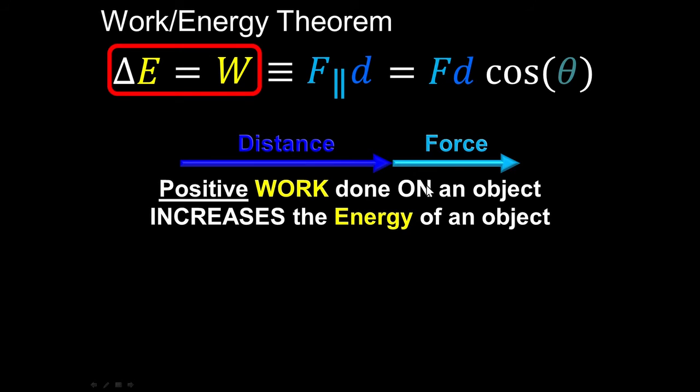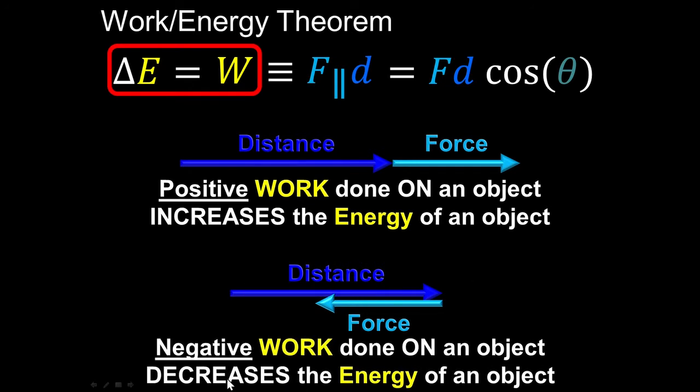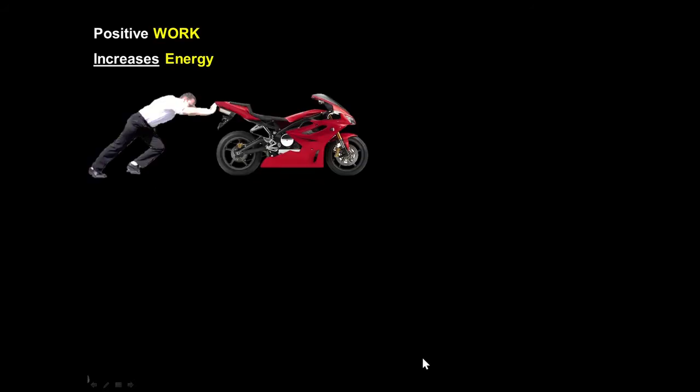This is work done on the object versus work done by the object. If the force and the distance are in opposite directions, that's negative work that's being done on the object, and that would just decrease the energy of the object. Maybe we should do an example.